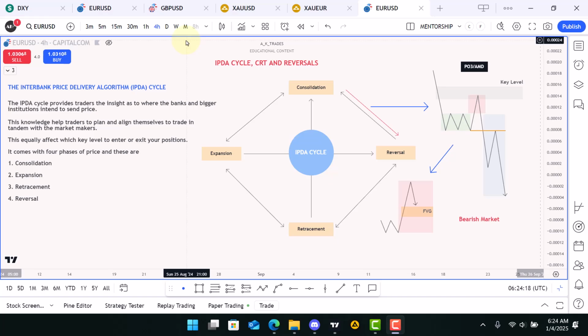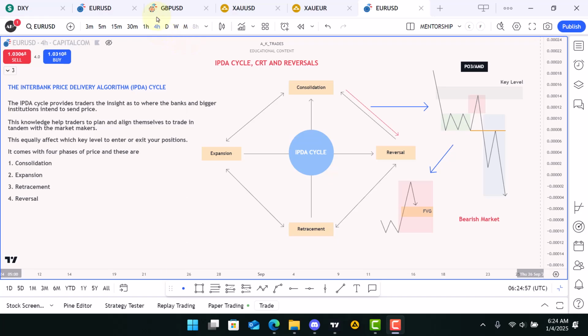In my previous lesson, I covered the weekly profile and how I use it to anticipate the bias of the week using daily PD arrays. In today's lesson, what I seek to cover in my trading strategy is the interbank price delivery algorithm, that is the IPDA cycle, and how to use the candle range theory to anticipate reversals of PD arrays, specifically on the 4-hour charts.